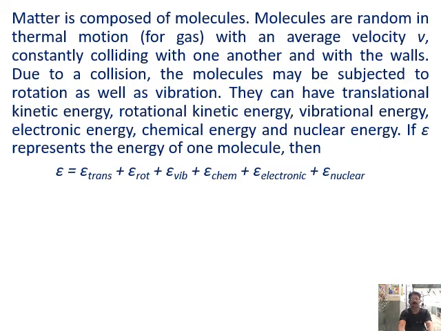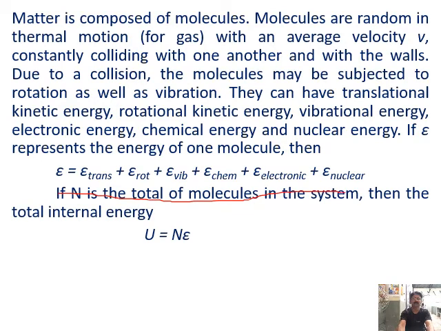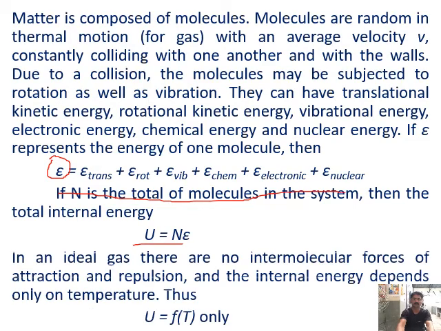And if you want the total energy of one molecule, then for that particular molecule you have to add all these energy components. That is, epsilon is equal to epsilon translational plus epsilon rotational plus epsilon vibrational plus epsilon chemical plus epsilon electronic plus epsilon nuclear. So suppose n is the total number of molecules in the system, and this is the energy possessed by one molecule due to various energy components. So the total energy for n molecules, U, will be n into epsilon.